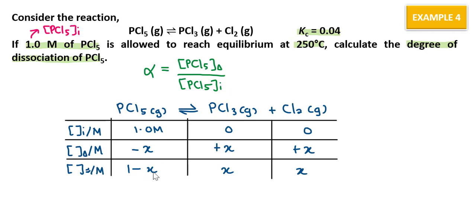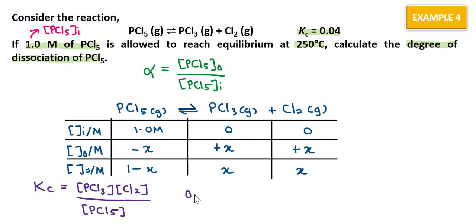So how are we going to get the value of x? Since we already have the Kc value here, we need the Kc expression. The Kc expression is equal to the concentration of PCl3 times the concentration of Cl2 divided by the concentration of PCl5. Then substitute the values. We have the Kc, which is 0.04, equal to x for the concentration of PCl3 and x for the concentration of Cl2 over 1 minus x. And then solve this to find the value of x.